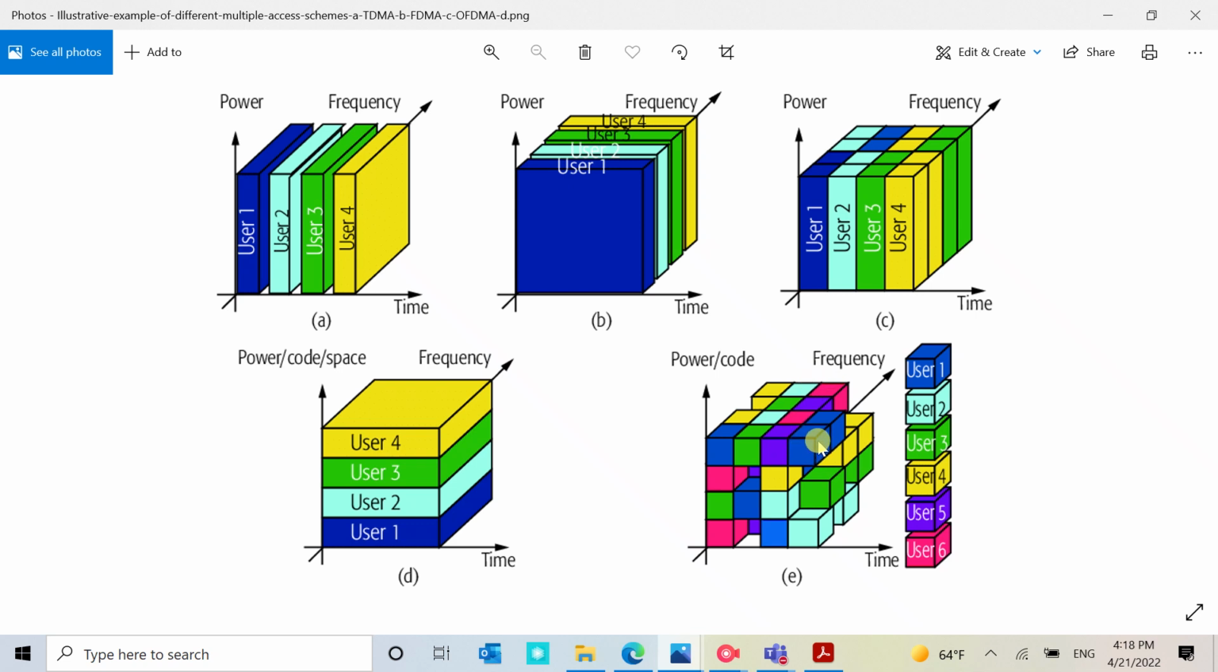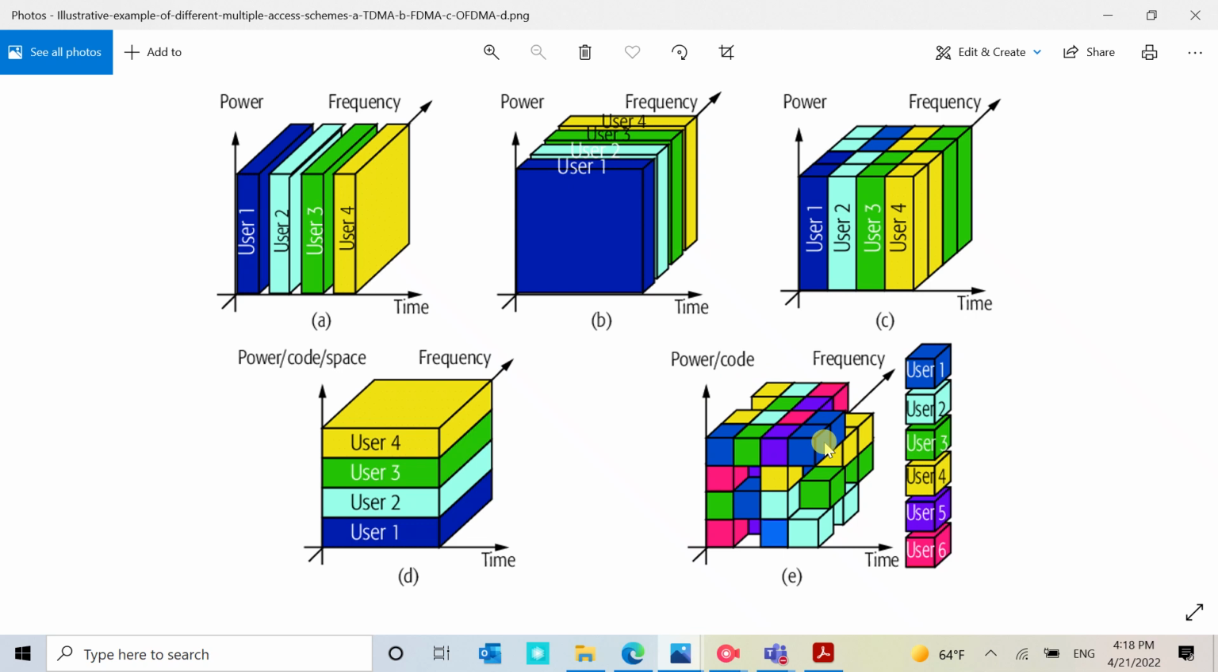And each cube here represents user data. This user data, this cube, is basically a combination of time, frequency, power, and code, carrying data to be served to a certain user. So these are the main accessing technologies.